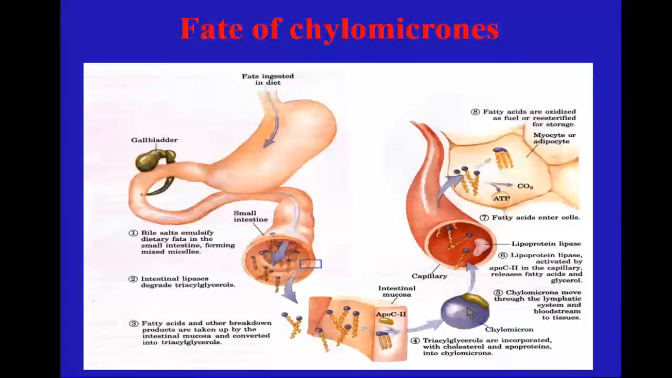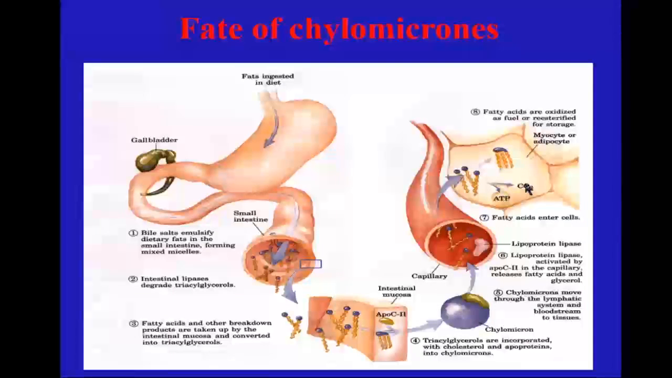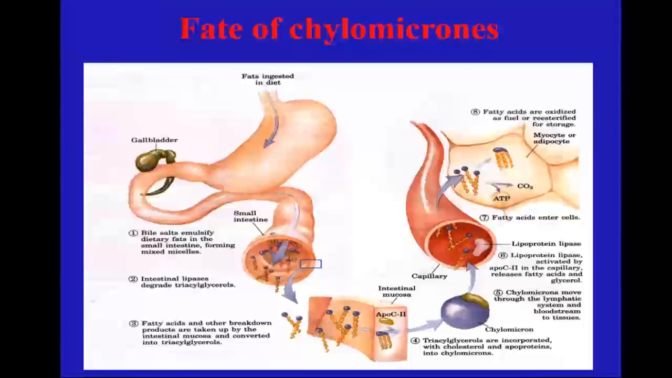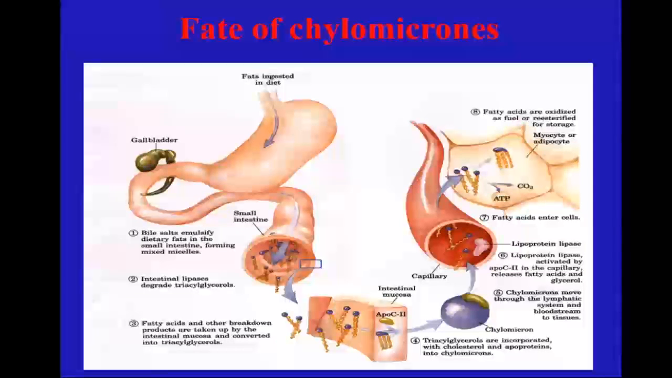So the task of chylomicron is to transport dietary lipids absorbed in the gastrointestinal tract to the adipocytes mainly, or to the muscle cells. So we will not start immediately to burn fats that we are eating. We mainly will put them for storage.